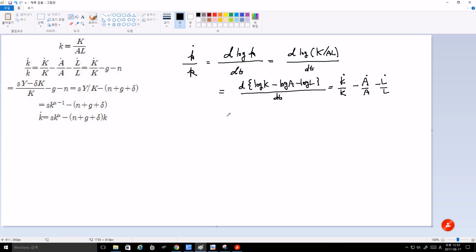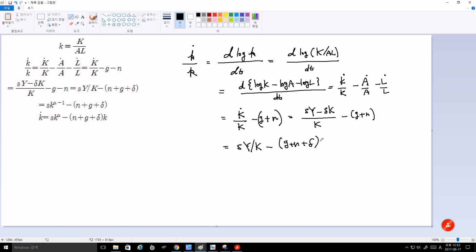So this is basically, well, K dot over K, and we know A dot over A, which is the growth rate of technology, is g, and the growth of labor is n. So we put plus over here. But then we know growth of capital is saving or investment minus depreciation, right? K dot over K is the same as sY over K minus delta, so minus (n plus g plus delta).